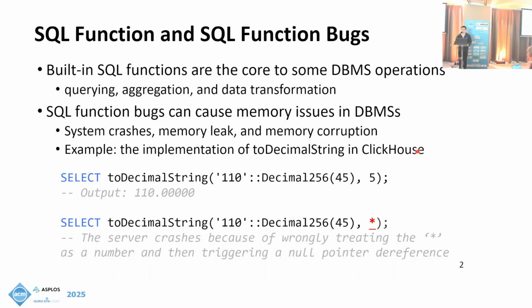For example, ClickHouse supports built-in SQL functions to convert a decimal to a formatted string. However, a simple misuse of the function with a star symbol as an argument can lead to a null pointer reference and crash the whole ClickHouse database server. It shows the impact of SQL function bugs.